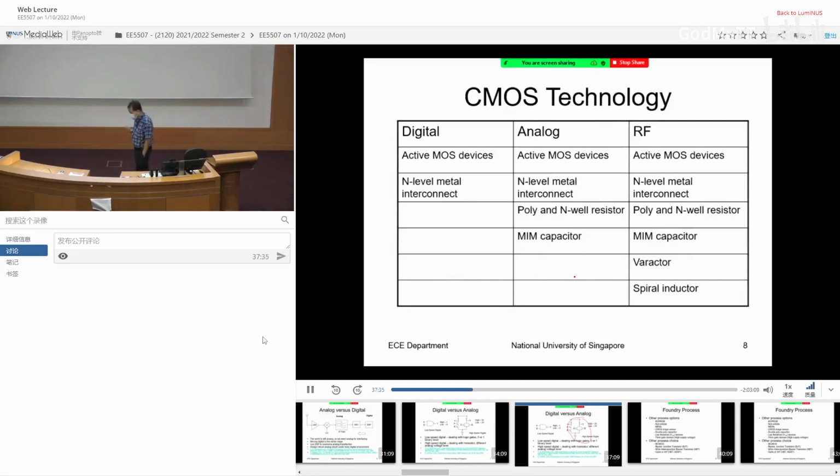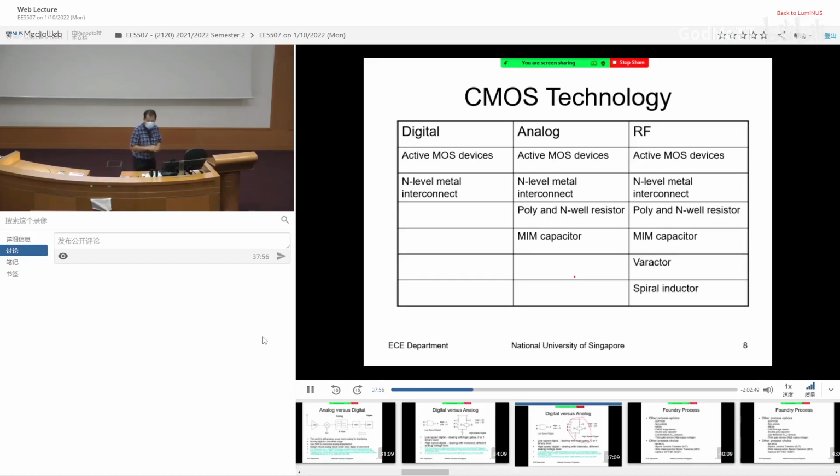So here, you can see why digital is dominant. Digital only requires what? You only require MOS transistors and layers of metal, right? You just need to connect one transistor to the other. So with more metal layers, you can make the design more compact.